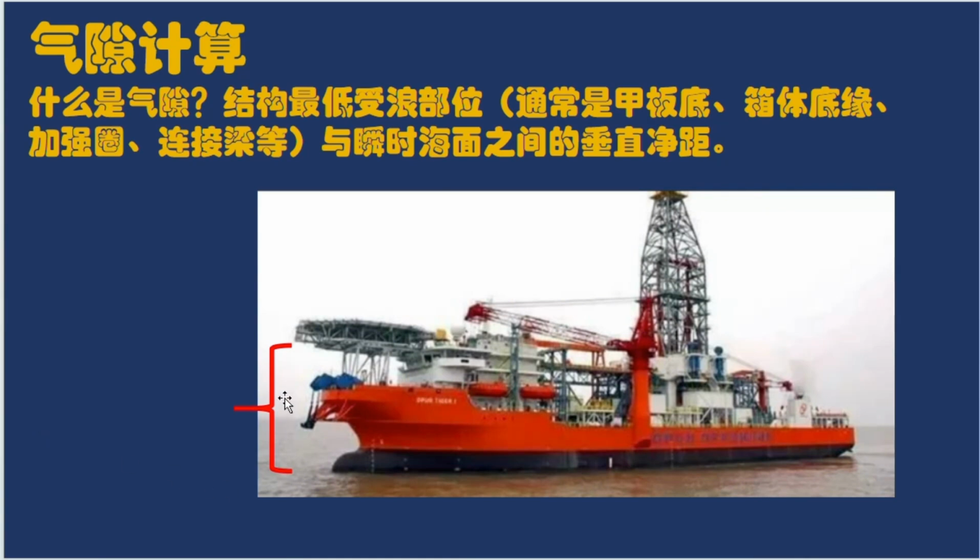For example, here I have a ship with a helicopter platform. So, for this helicopter platform, let's say I want to look at the distance from this point on the platform to the sea surface. This height is what we refer to as the air gap. Right now, the waves here are very small.